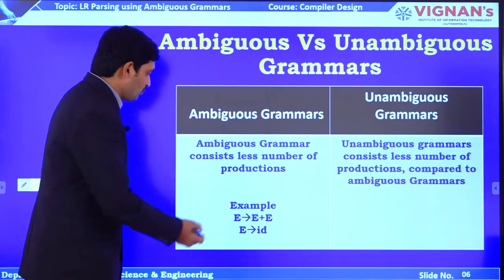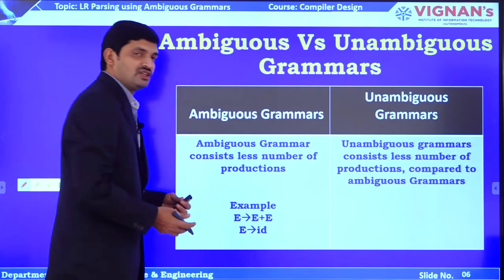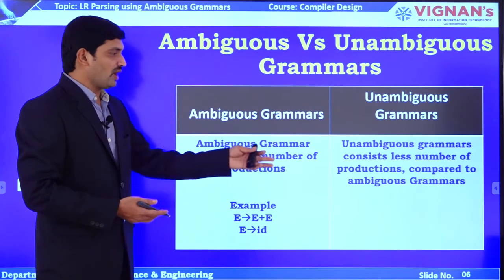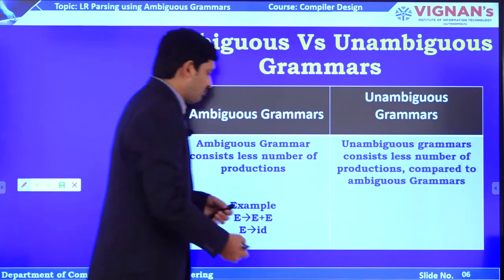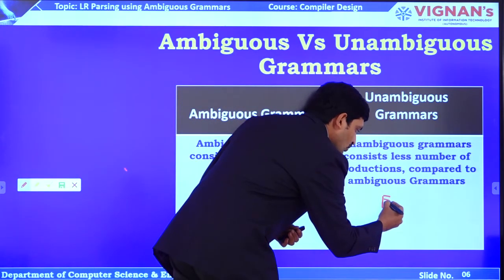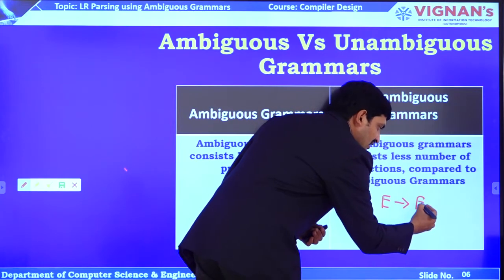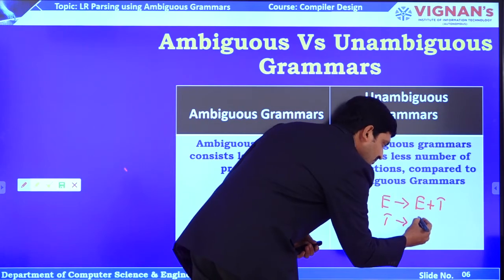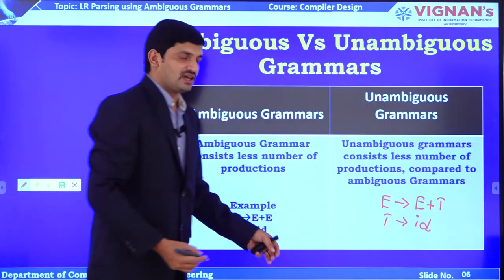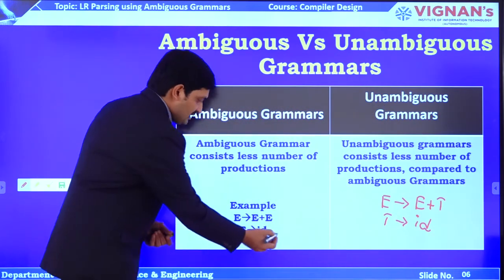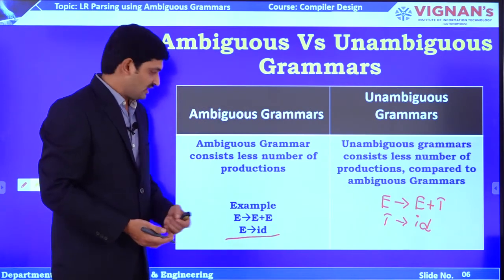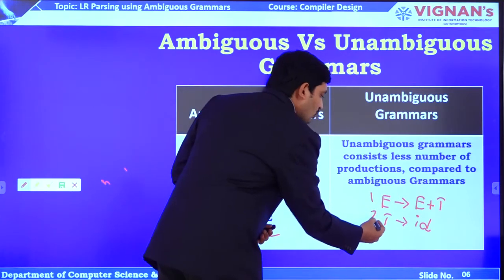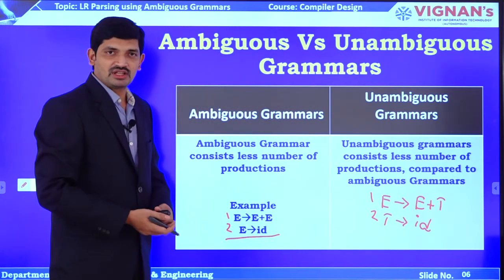grammar. Here we used the grammar E tends to E plus E or id. This is definitely an ambiguous grammar. So, now I want to convert this grammar into unambiguous as E tends to E plus T, T tends to id. So, this is the unambiguous grammar for this given grammar. So you may ask, sir, here also only two productions are there, here also two productions, then how can you say the ambiguous grammar consists of fewer productions?